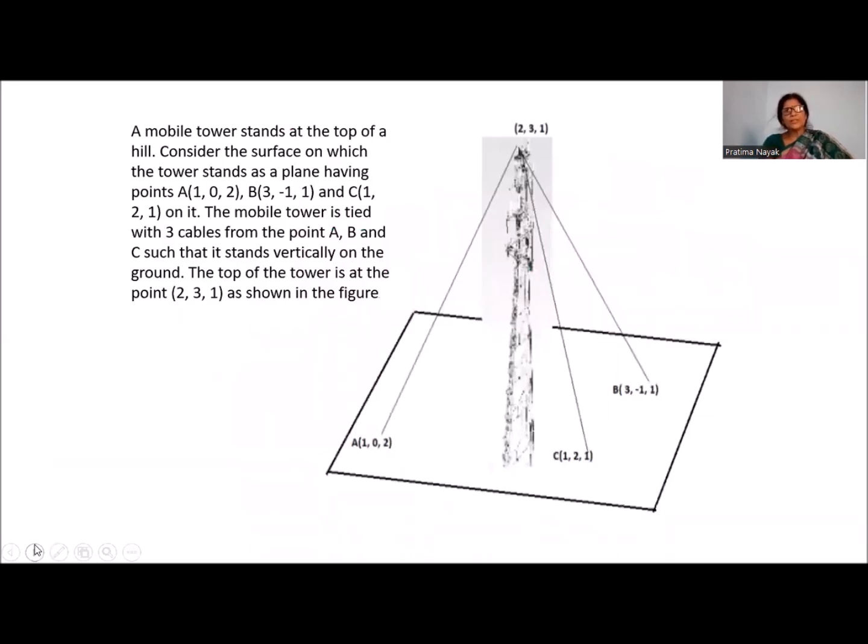A mobile tower stands at the top of a hill. Consider the surface on which the tower stands as a plane having points A(1, 0, 2), B(3, -1, 1) and C(1, 2, 1) on it. The mobile tower is tied with 3 cables from the points A, B, C such that it stands vertically on the ground. The top of the tower is at P(2, 3, 1). So this is the top of the tower and A, B, C are the points, as shown in the figure.